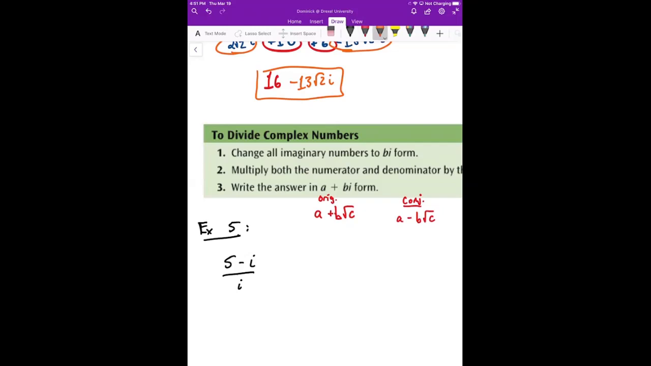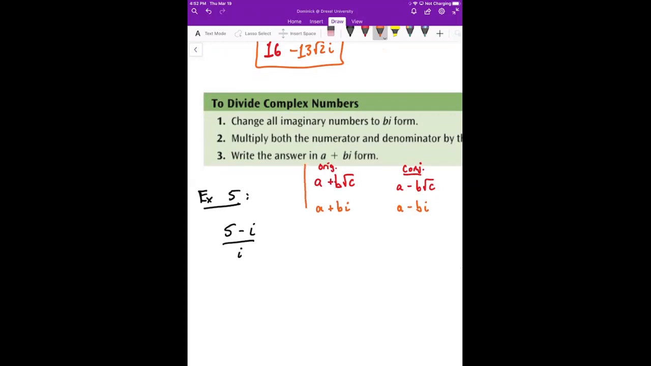Now, in complex numbers, it's sort of the same idea. You have something like a plus bi, but your i really is a square root. So when you take the conjugate, it's going to be a minus bi. We're going to use a similar idea here. Now, for this first example, example 5, I would technically multiply top and bottom by negative i.